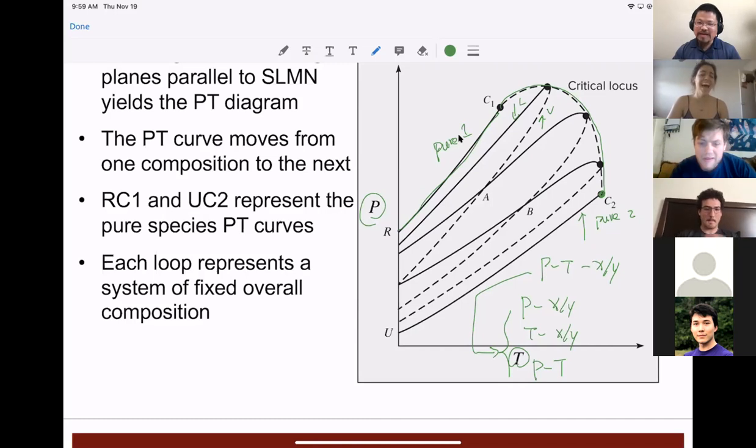Well, I respect your imagination, but this is a phase diagram. Oh. All right, let's move on to the next part.